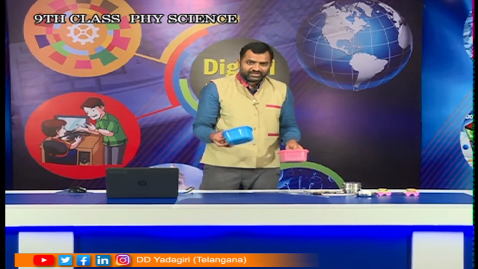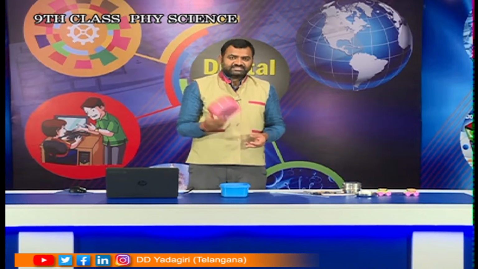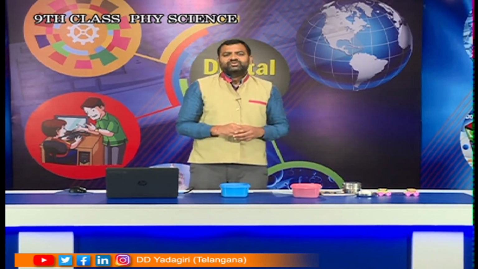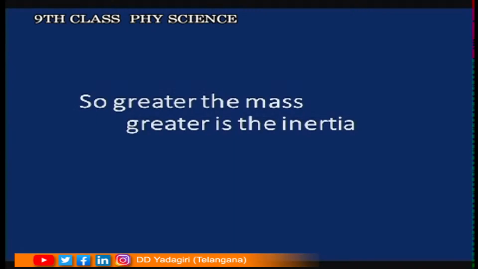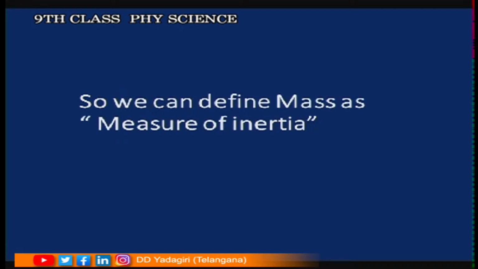So, the heavier object had greater inertia, whereas the lighter object had lesser inertia. So, we can say mass is a measure of inertia. So, the greater the mass, the greater is the inertia. The lesser the mass, the lesser is the inertia. So, we can define mass as a measure of inertia.